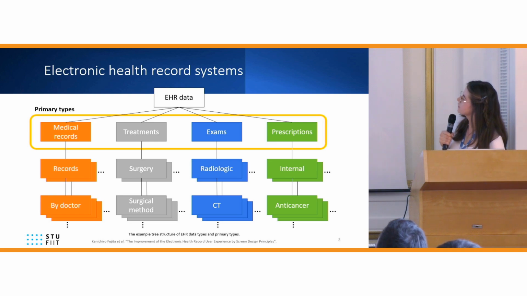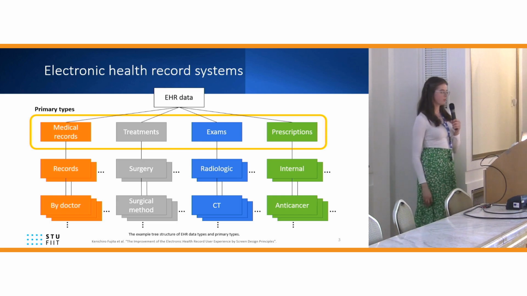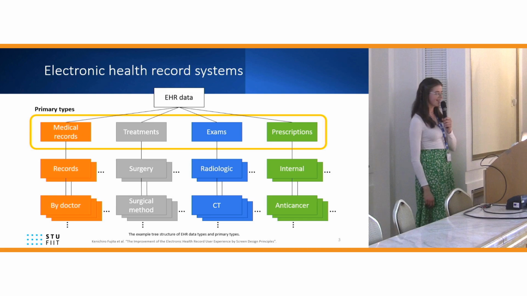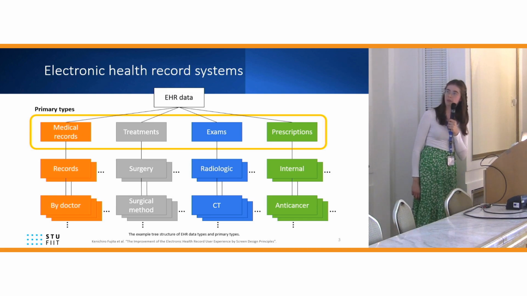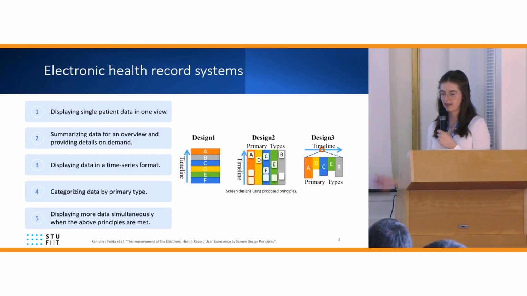At first, Kenichiro Fujita et al.'s work introduces a breakdown of electronic health record systems. The main idea is to decompose a complex problem into small parts, which he called primary types, to make data more readable, manageable and understandable based on the identified attributes.